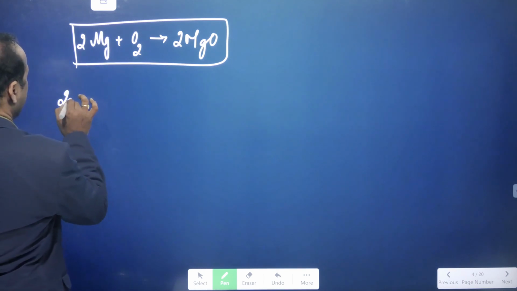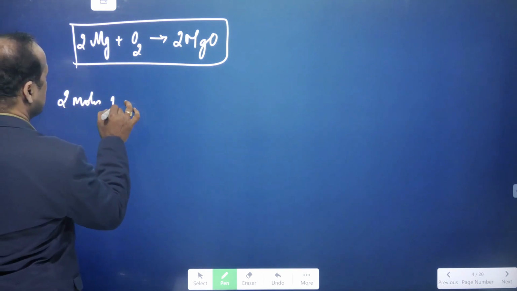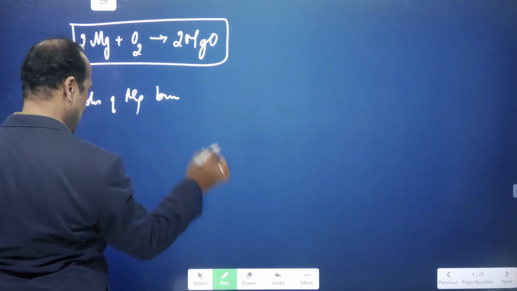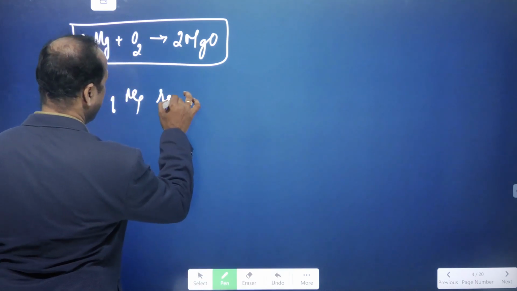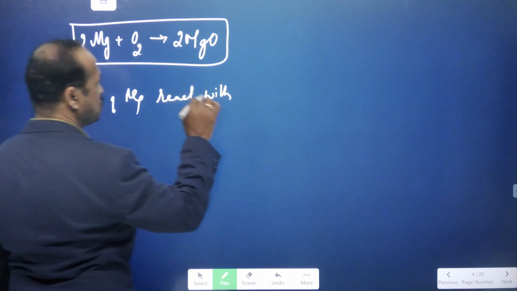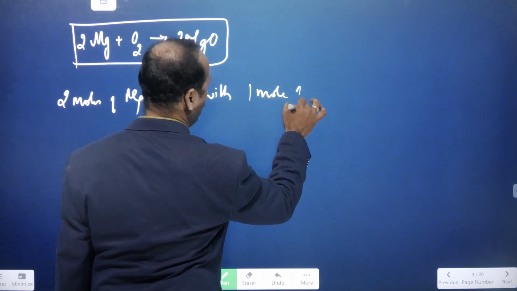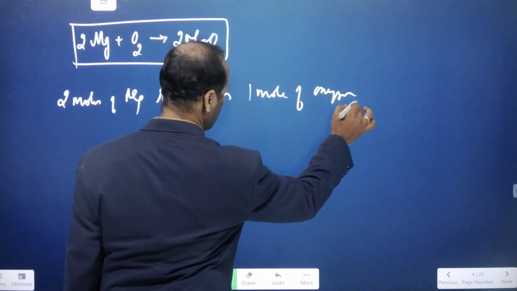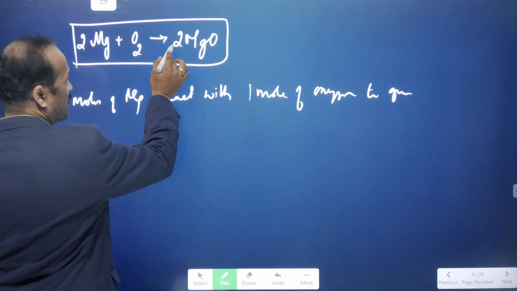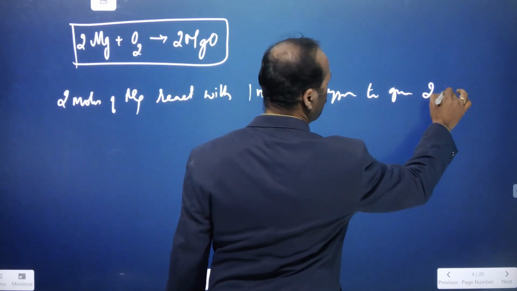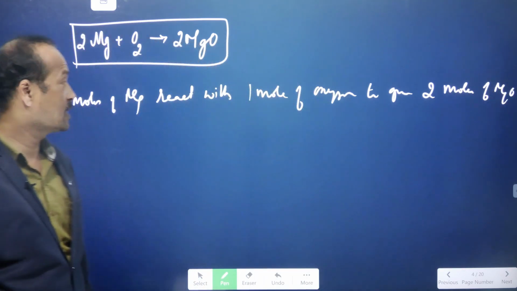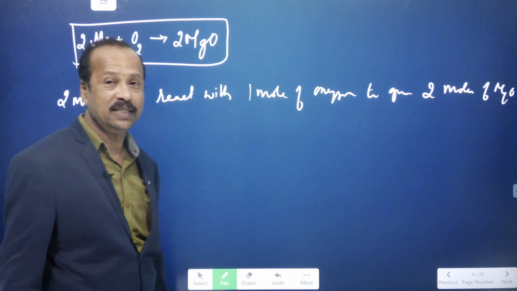2 moles of magnesium burn in, or react, we can write anything, react with 1 mole of oxygen, since before oxygen there is no number, meaning 1. This gives rise to magnesium oxide, before which the number is 2. So 2 moles of magnesium oxide. Like that. Is this clear? So the meaning in chemical equations is this.